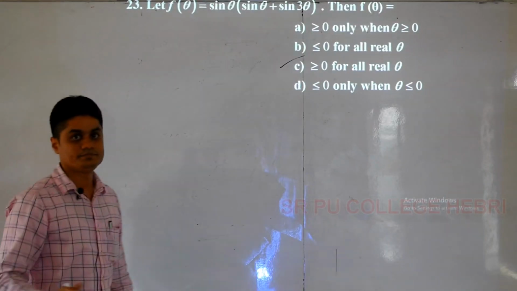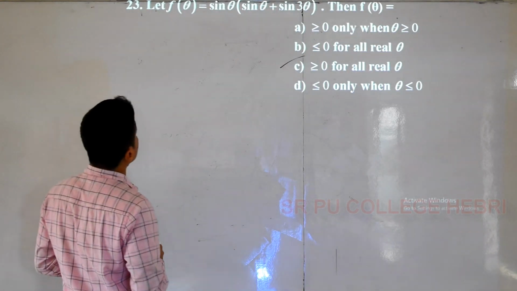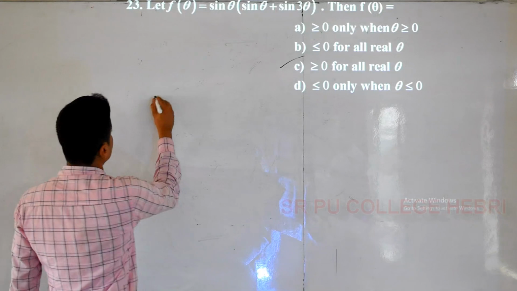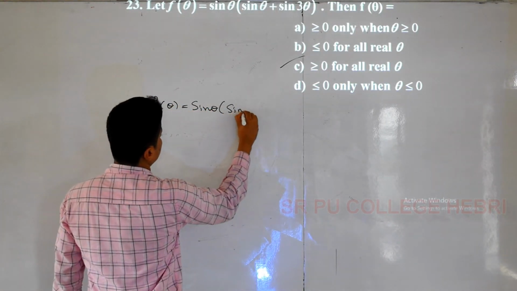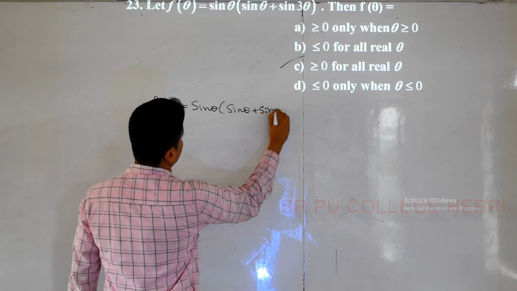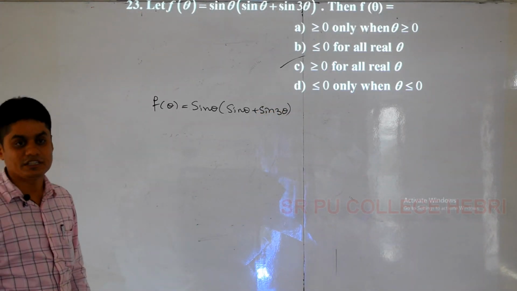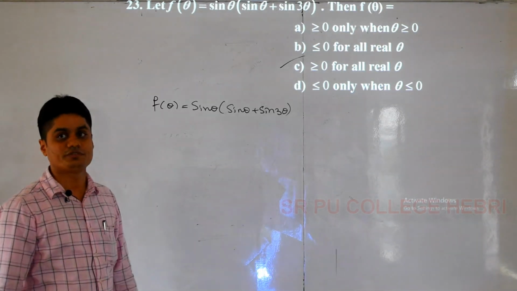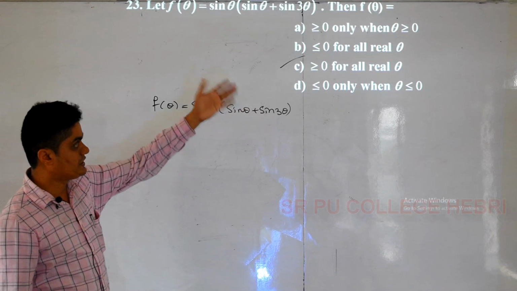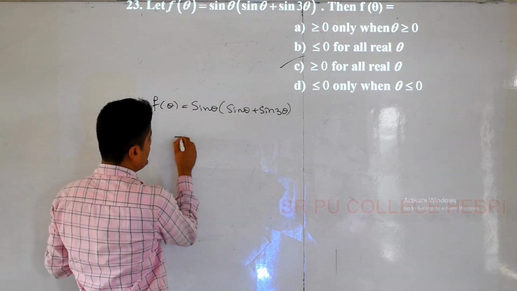Next question. Let f of theta is equal to sin theta into sin theta plus sin 3 theta. Then find the range of f of theta. Then find f of theta means what? You are finding the range of this function. You have to find out the range of this function. One of the options will definitely be the range of this function. Then with the range find out.